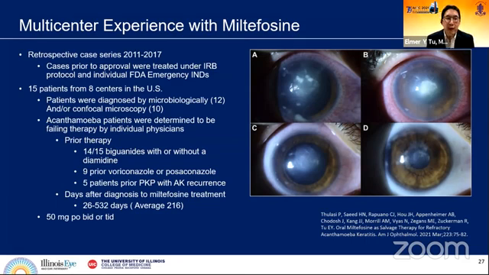Patients were diagnosed microbiologically in 12 and/or confocal microscopy. There was some crossover. Prior therapy, there were 14 of 15 that had biguanides prior, 9 had an azole of some kind, and 5 of them had recurrences after penetrating or therapeutic keratoplasty. You can see the average time from the time of diagnosis to treatment was 216 days. So these patients were all patients who were felt to be recalcitrant, with some on a shorter timeline.